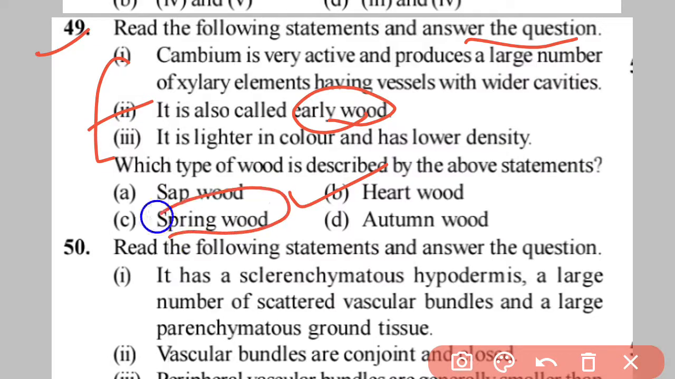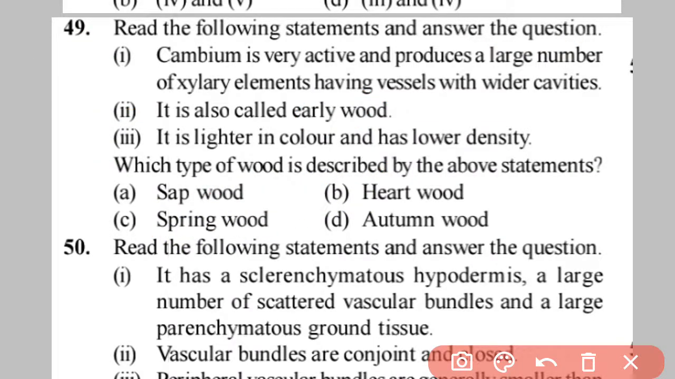Sorry, spring wood, not heartwood. Please check this information. Spring wood is mainly, not heartwood. Spring wood is normally known as early wood. So option C is correct.